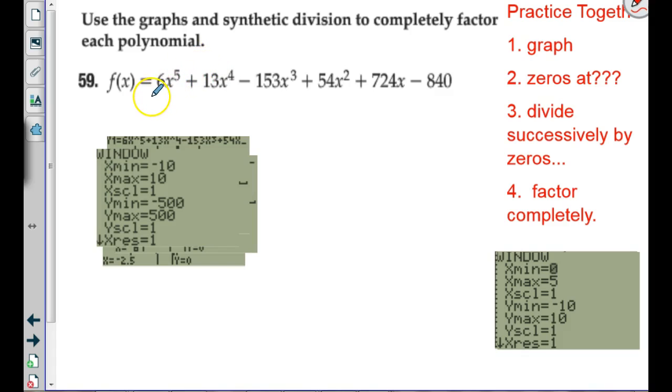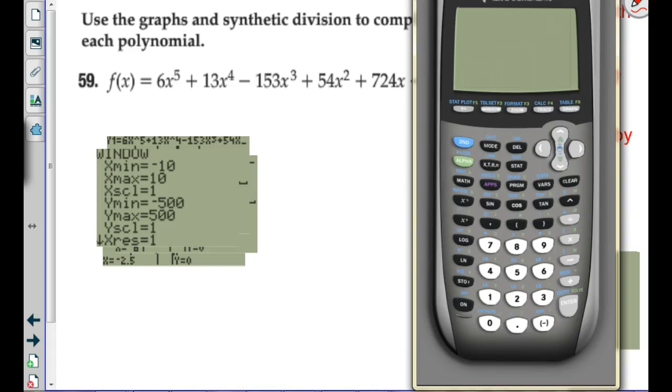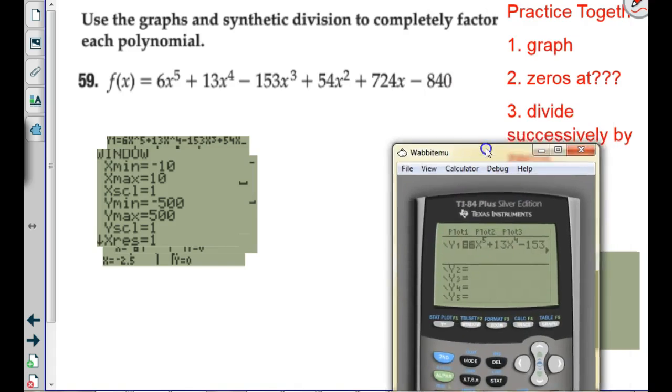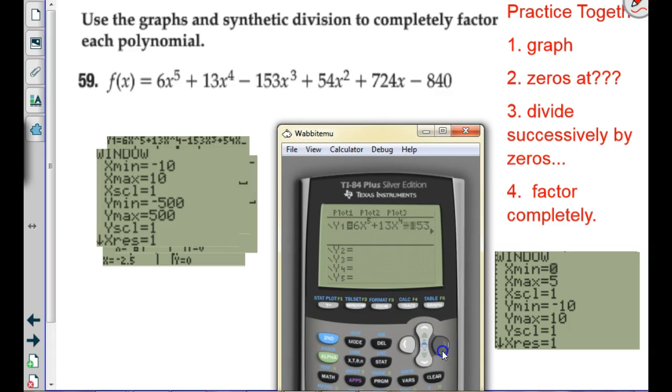Can someone shut the door, please? You have 30 seconds to try to type this in correctly. You want me to read it to you? It's positive 6x to the 5th, plus 13x to the 4th, minus 153x to the 3rd, plus 54x squared, plus 724x minus 840. I put it in 4 times before I got it right in the other class. The calculator was in the way.